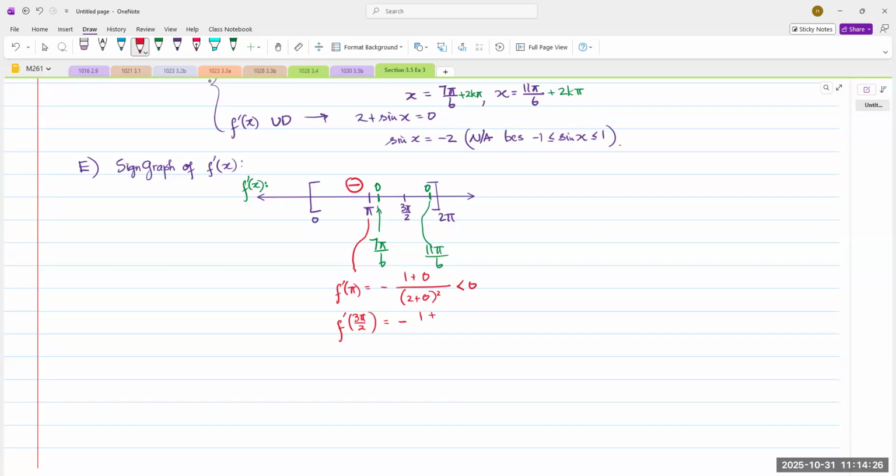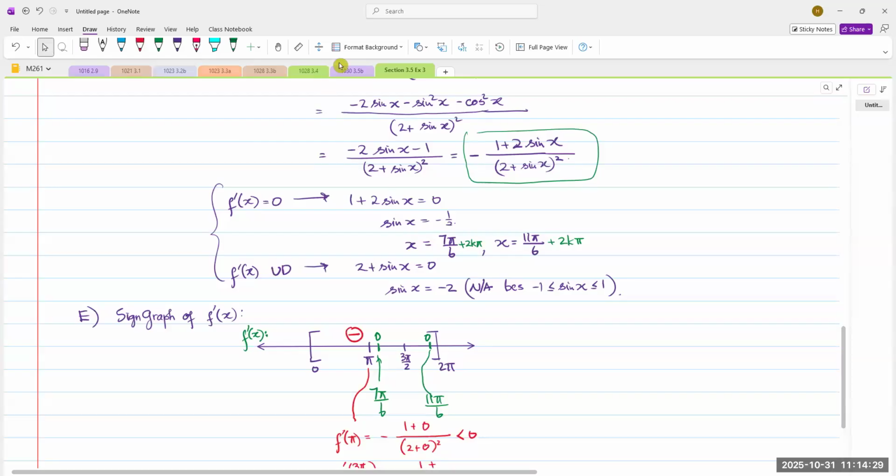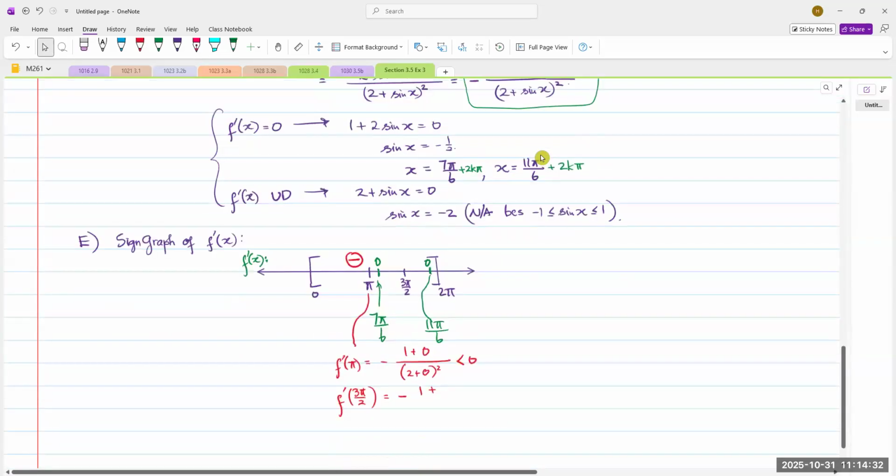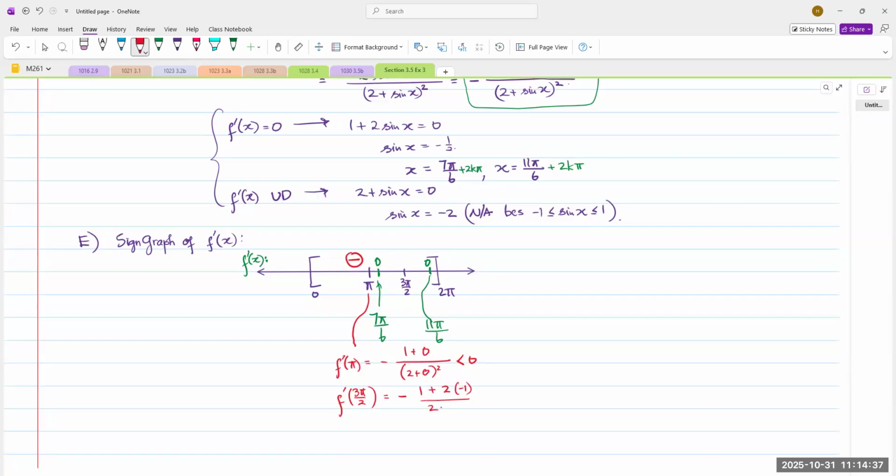Negative 1 plus sine 3 pi over 2. That's a 2. Sine 3 pi over 2 is negative 1, so 2 plus sine 3 pi over 2 is 1. That's squared. So that will be negative of, on the top I get 1 minus 2 over 1 squared. That's positive 1, to be more precise. So the slope is positive between 7 pi over 6 to 11 pi over 6.